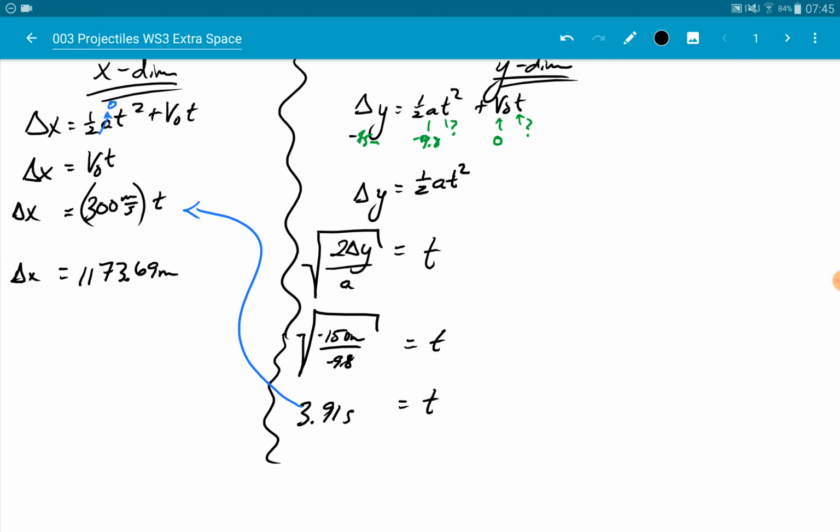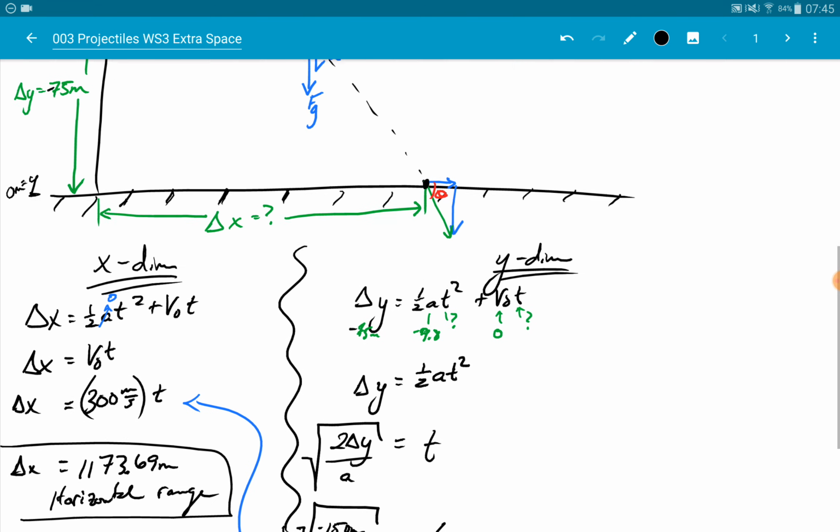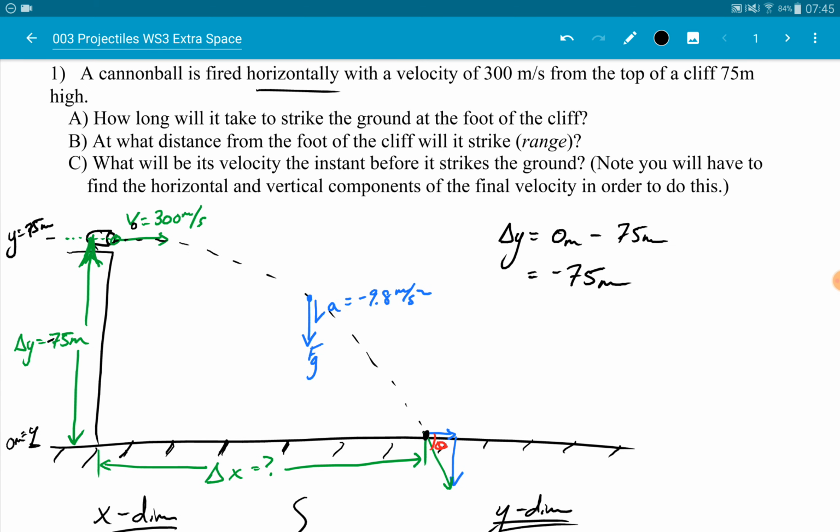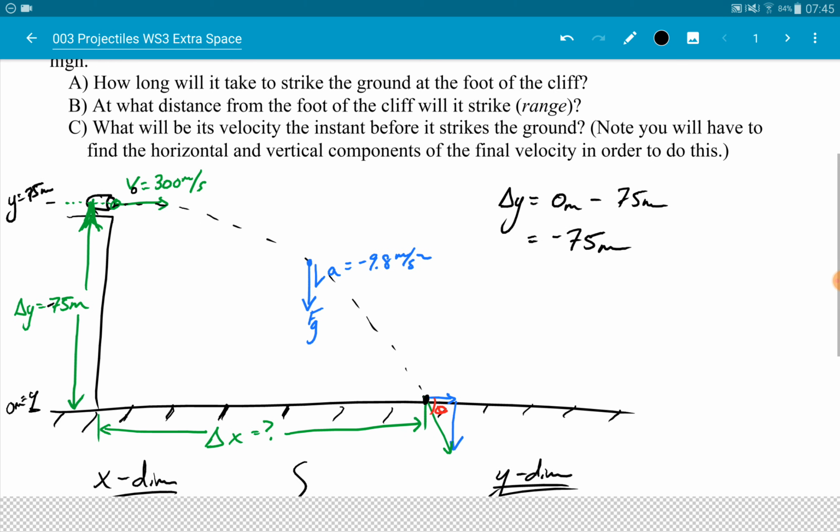Cool. So I figured out the horizontal range. I could even label that if I wanted to, but the delta x is the label for that. But just in case you're confused, that's my horizontal range. I'll put a box around that. That was one of the answers that they were looking for. All right, what else were we looking for up here? We were also looking for the velocity, the instant before it strikes the ground. Really, it's the instant that it's actually striking the ground, but let's not split hairs there.